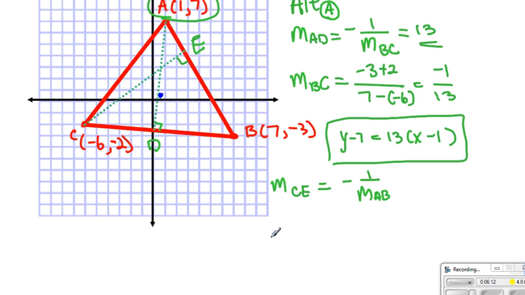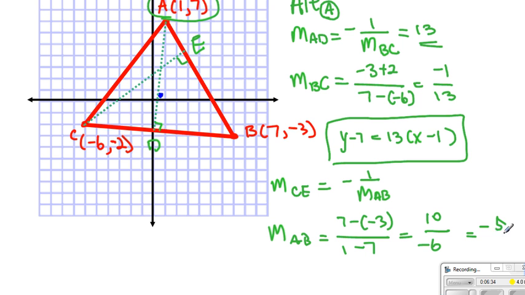Now, in order for us to find the slope of AB, we're going to have 7 minus negative 3, the change of y value, over 1 minus 7, the change of x value. So here we have 10 over negative 6, which is equal to negative 5 over 3. That means the slope of the perpendicular line, especially the altitude, will be the negation: the negative becomes positive, and 3 over 5 becomes our slope.